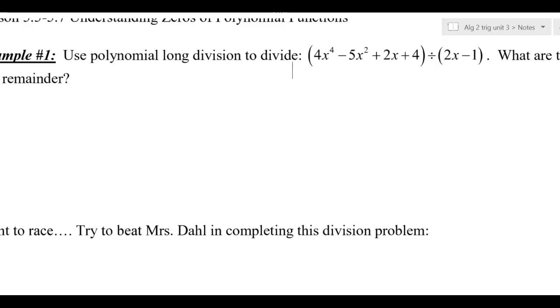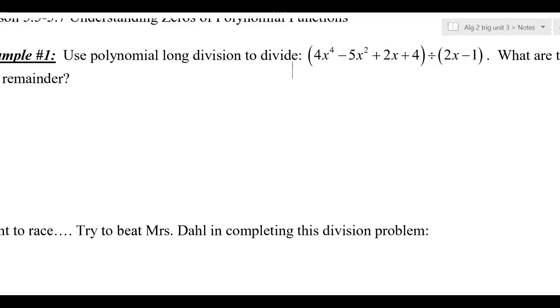So the first term in this polynomial has degree 4, but the next term has degree 2, and then degree 1, and then degree 0, the constant. We want it to go from the highest degree to the lowest degree without skipping any. So this one skips one, right? What term is missing? Term of degree 3.